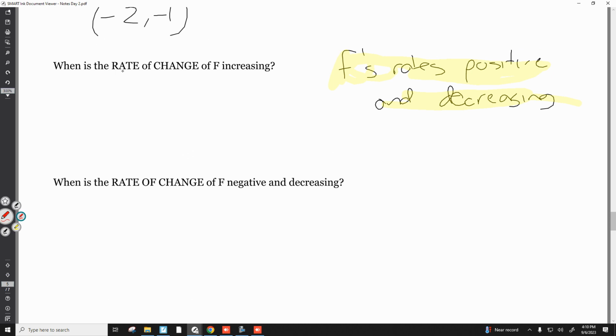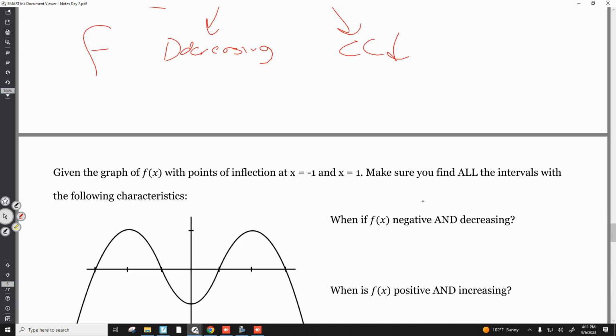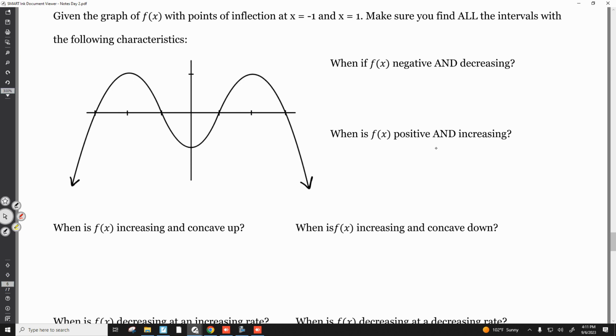When F's rate is increasing, this translates to F being concave up. When F's rate is negative and decreasing, that means F is decreasing, the slopes are negative. When the slopes are decreasing, F is concave down. You translate this to F is decreasing concave down. If rates are decreasing, you're concave down. But it has to be positive, meaning it can't be increasing concave down.